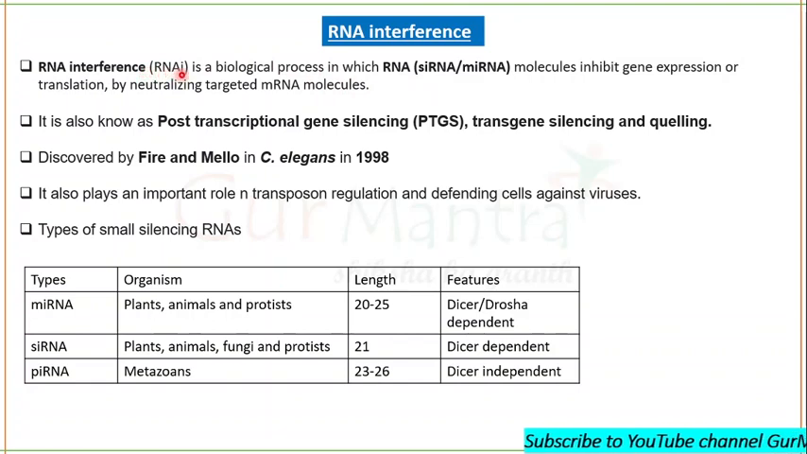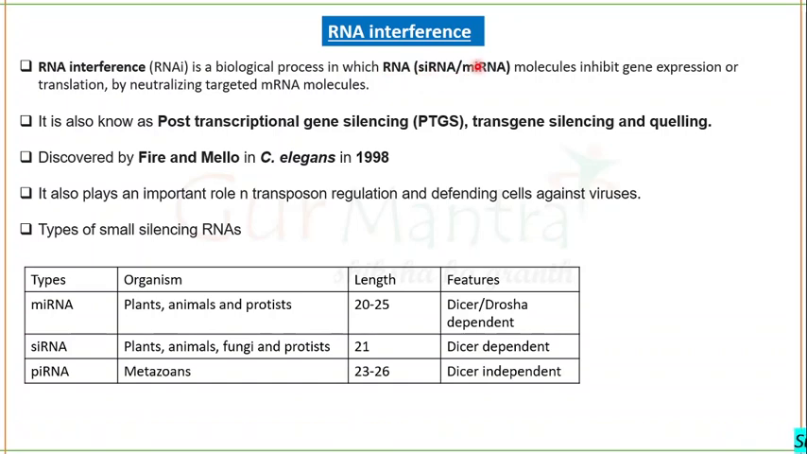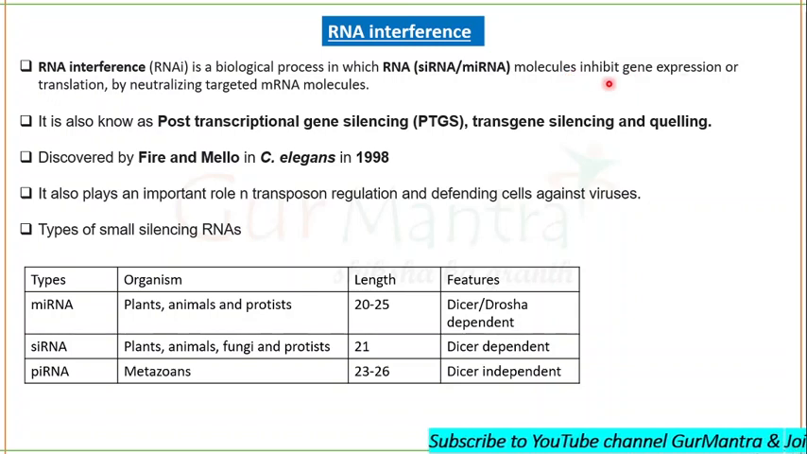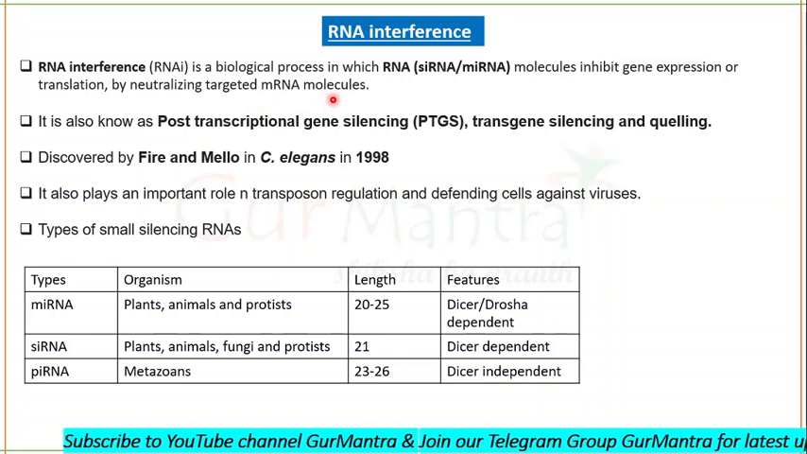So RNA interference is a biological process in which small interfering RNA or microRNA molecules will inhibit gene expression or translation by neutralizing the targeted RNA molecule.